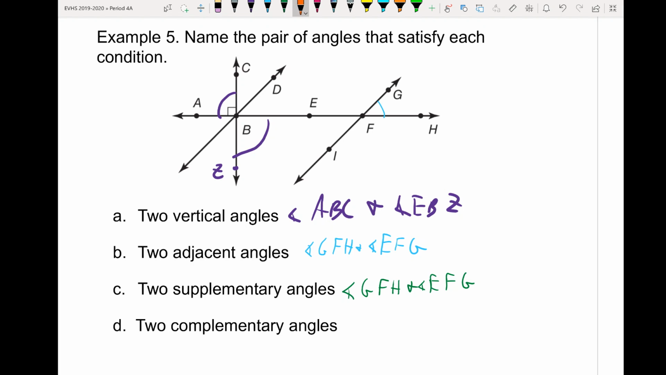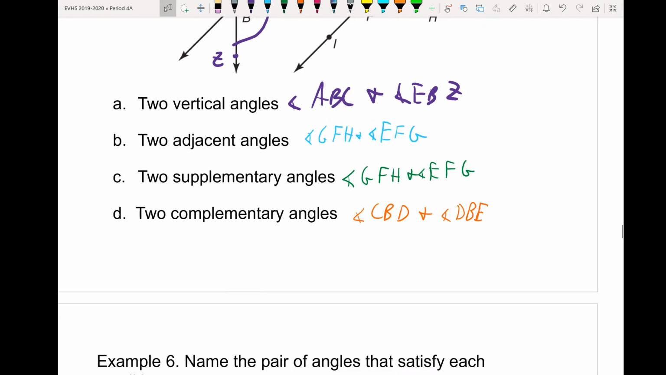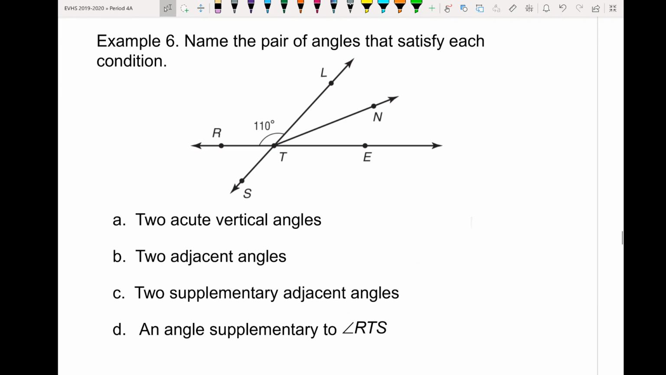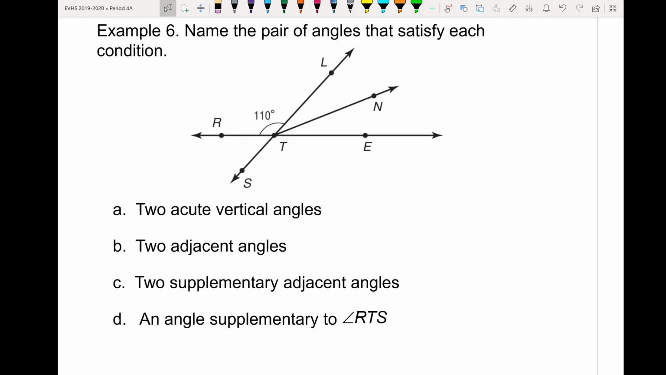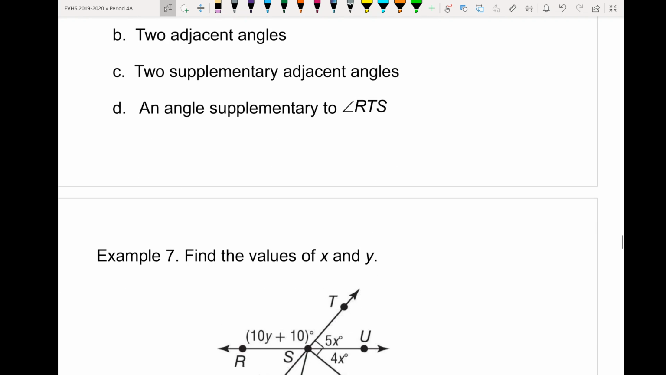All right, now complementary angles. Ones that add to 90. There's only two named ones here. Angle CBD and DBE, because these two together make a right angle. All right. We already did one like that. We're going to skip 6.